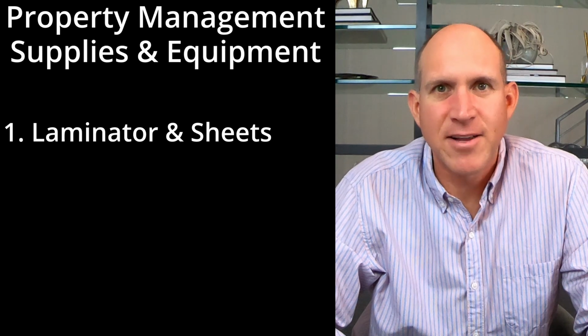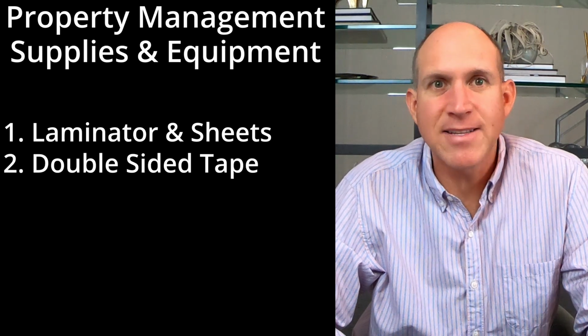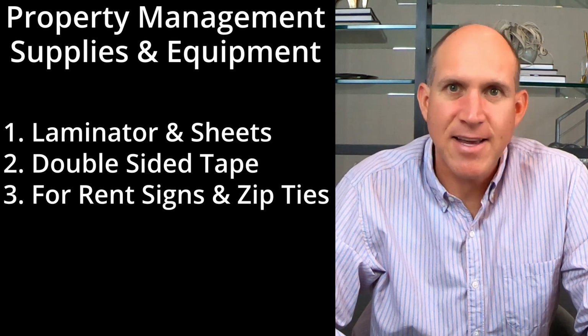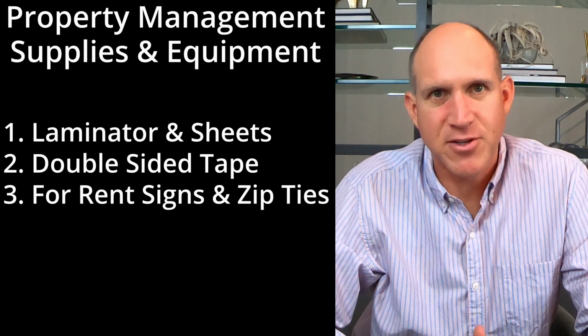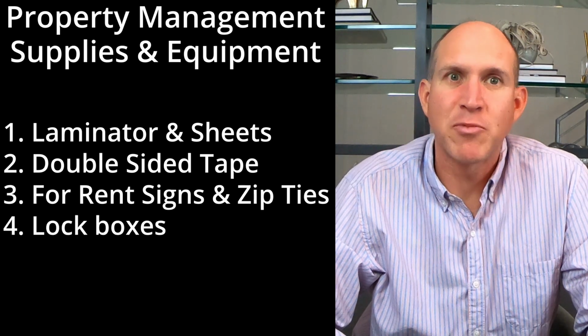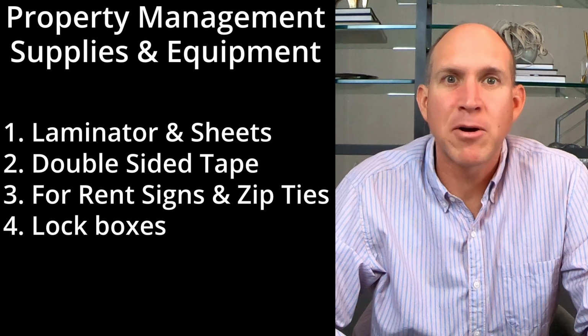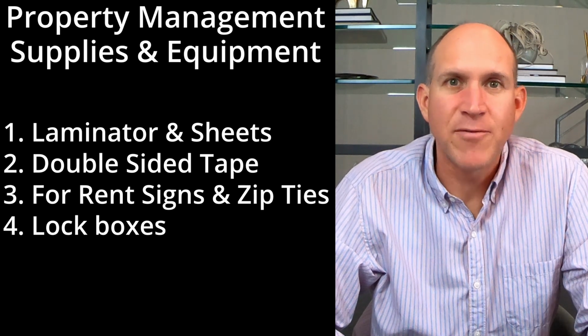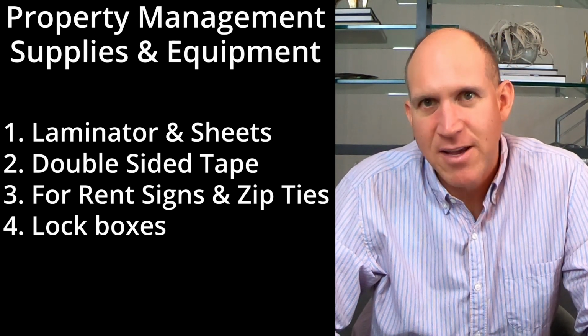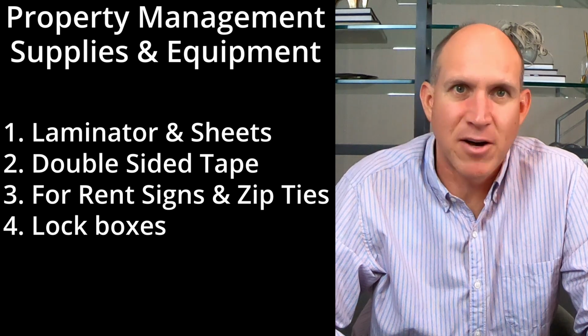So, in summary, here are the items you might want to consider buying or having on hand to manage your rental business. Laminator and clear laminating sheets, double-sided tape for rent signs and zip ties or a yard sign to secure it, lock boxes that can be put on a door handle or fence, permanent lock boxes, or if you change all your locks to electronic locks, you may not have a need for lock boxes at all.